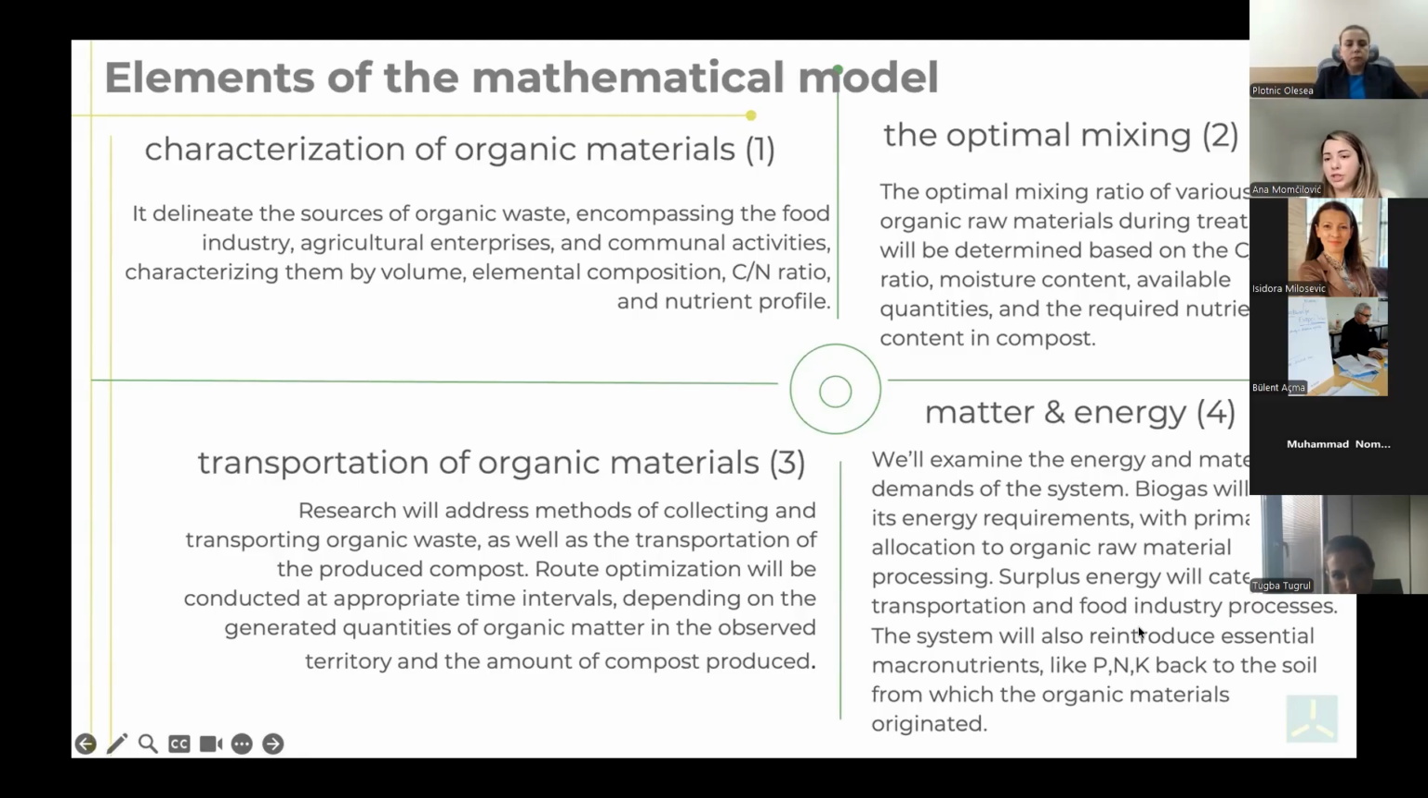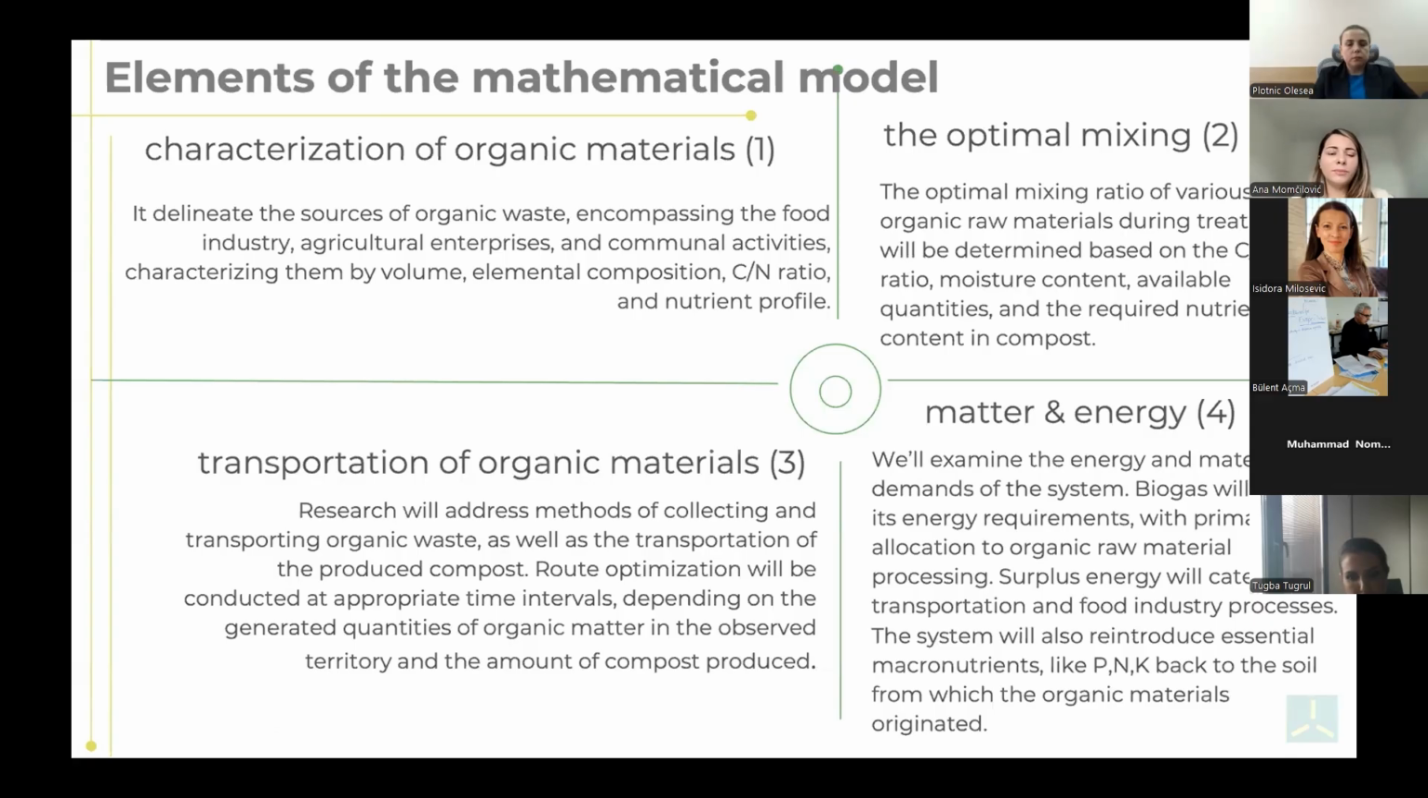Then elemental composition. In order for us to optimize the processes of anaerobic digestion and composting, we needed to know the elemental composition by itself, because of the processes of degradation, aerobic or anaerobic. C/N ratio is always really important when it comes to biochemical processes. And of course, the nutrient profile, because we wanted to know how we can return the nutrients back to the soil from which the organic waste was collected.